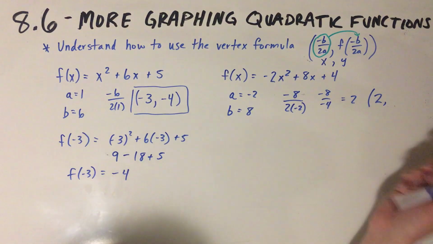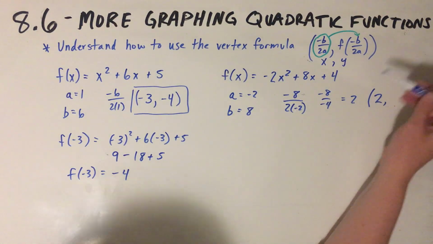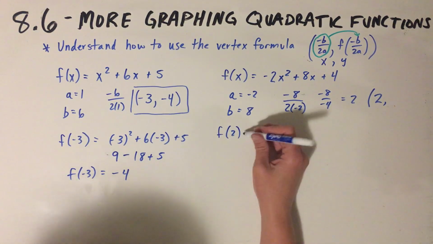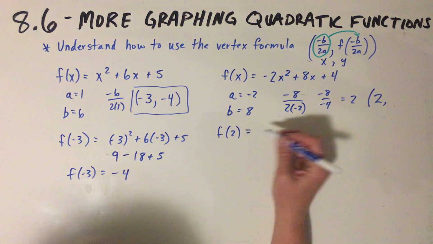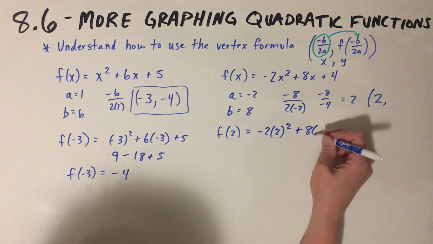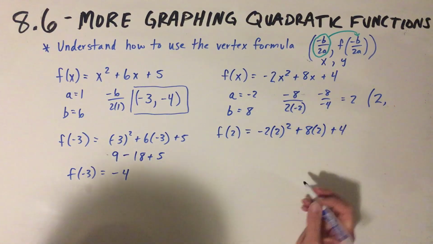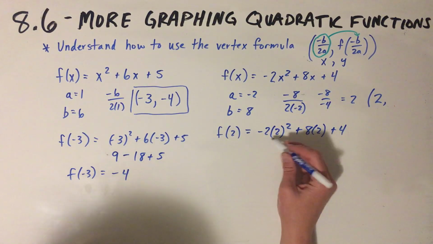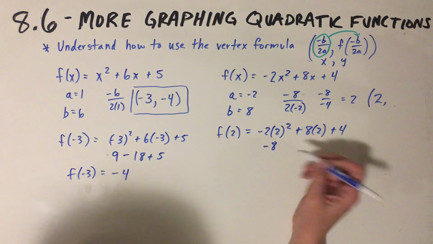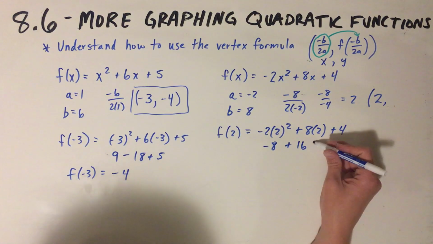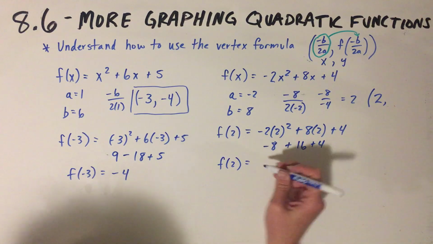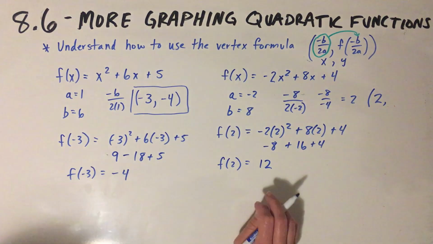Now what do I want to do to find the other value? I'm going to substitute this 2 into the equation. Everywhere that I see x, I'm going to put 2. That just means plug in 2 and simplify. Well, 2 times 2 is 4, and 4 times negative 2 is negative 8. So we get negative 8 plus 16 plus 4. This is 20 minus 8, so f of 2 is equal to 12.